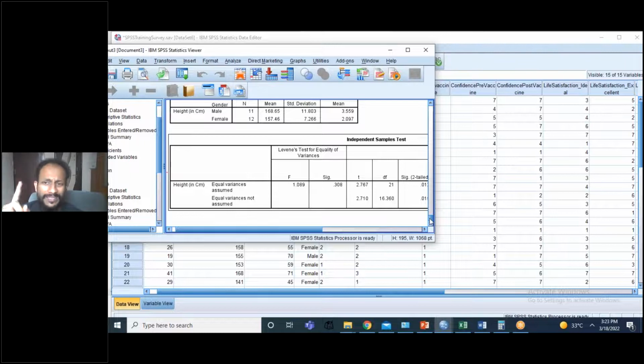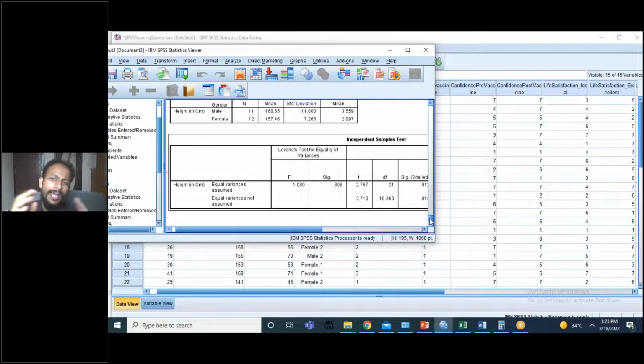Right? So now this is the application of independent sample t-test. So I have told you the application of both the tests. One is the one sample t-test. What is the application of one sample t-test? I will be comparing the average of my sample, the mean of the sample, with that of a set of values.